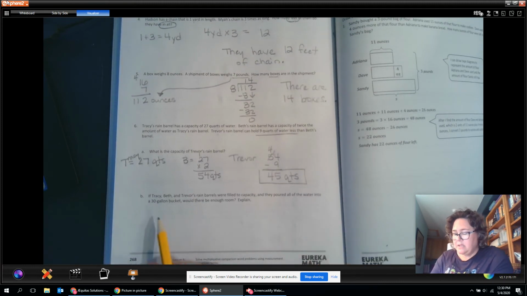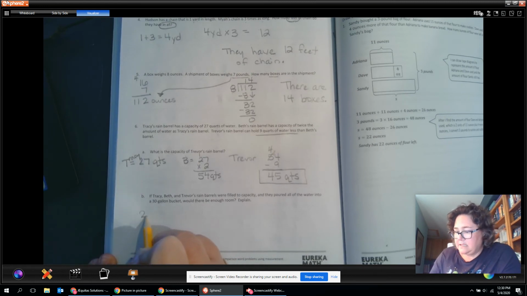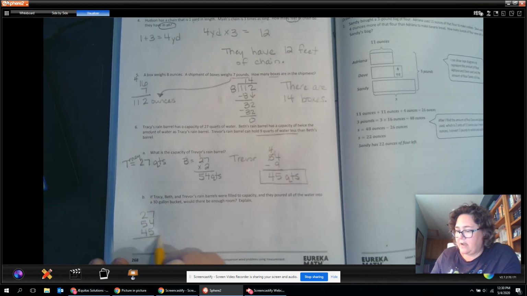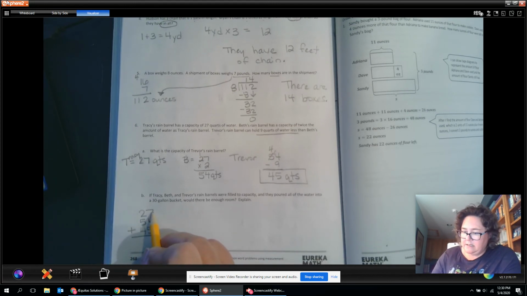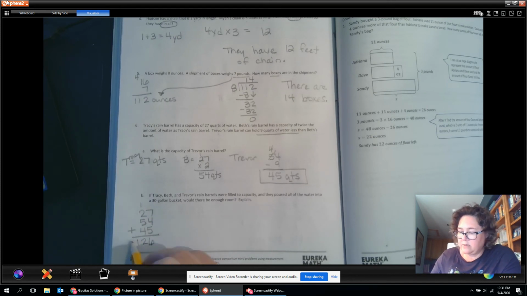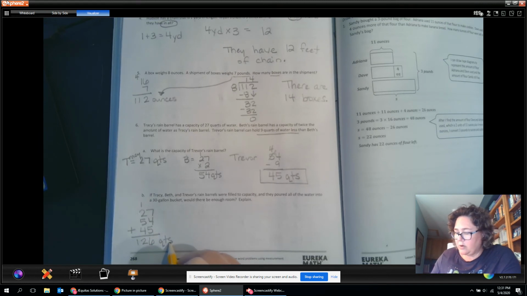Part B. If Tracy, Beth, and Trevor's rain barrels were filled to capacity, and they poured all the water into a 30-gallon bucket, would there be enough room? Well, let's see. We have 27, we have 54, and we have 45, right? That's all of their capacity put together. So 7 plus 4 is 11. 5 more, that would be 16. Let's see, 4 and 1 is 5, and then another 5 is 10. That would be 12. Okay, so we're dealing with 126 quarts.